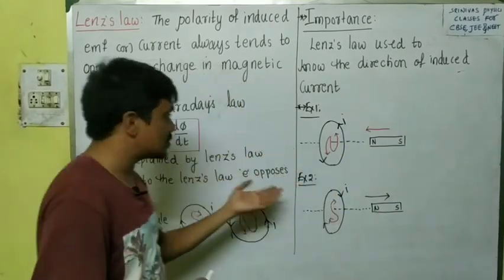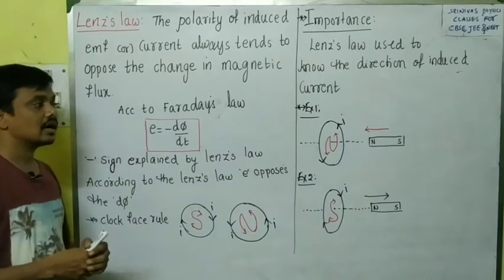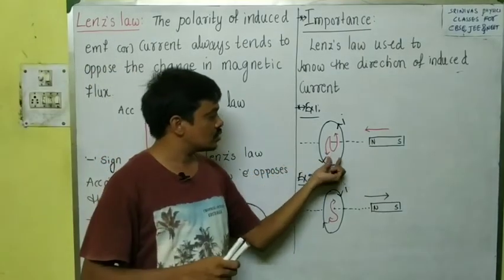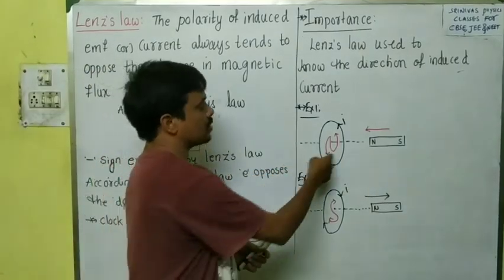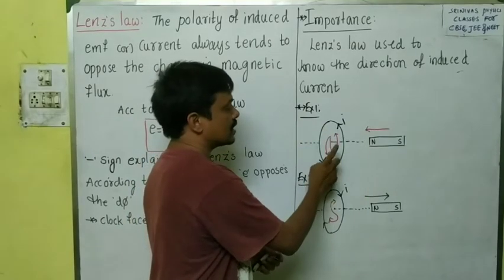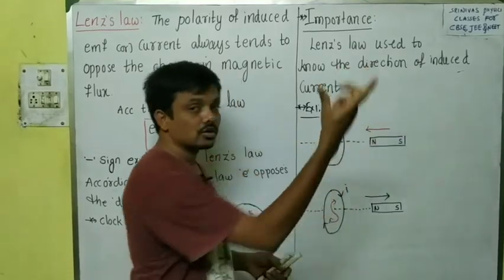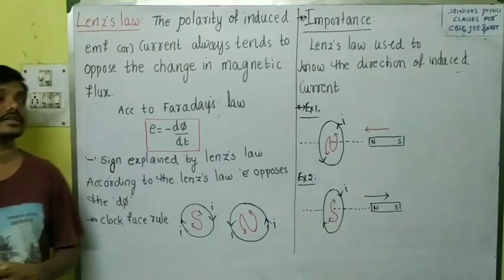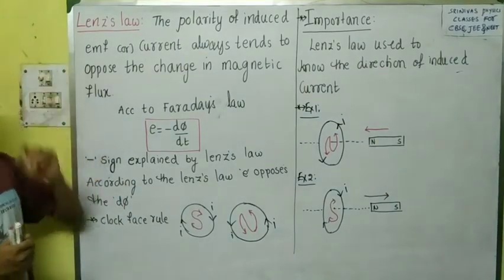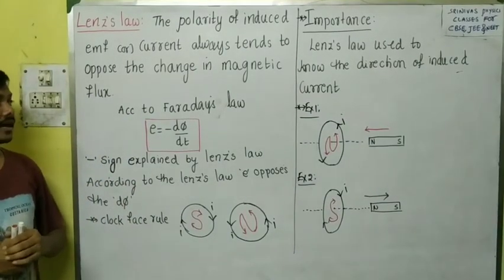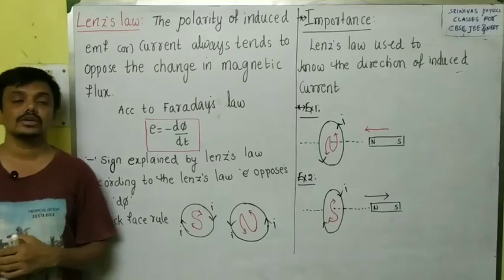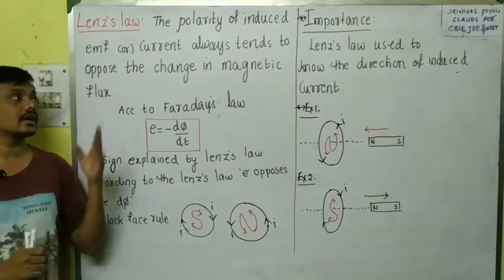In this way, the induced current will be induced in such a way that the motion of the magnet should be opposite. That means the change in flux is opposite. This is about Lenz law. Let us see a few examples, some more applications related to the Lenz law.